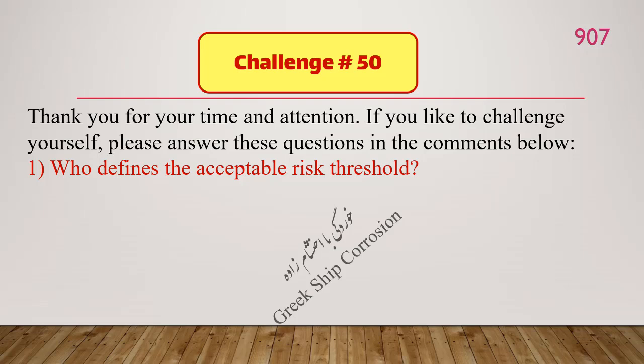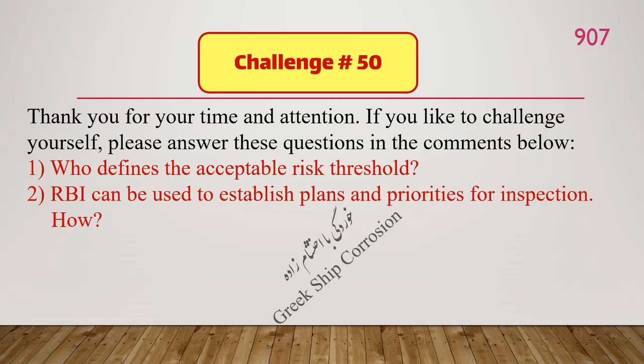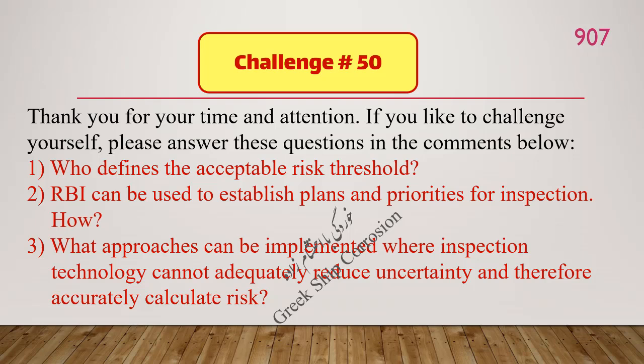1. Who defines the acceptable risk threshold? 2. RBI can be used to establish plans and priorities for inspection. How? 3. What approaches can be implemented where inspection technology cannot adequately reduce uncertainty and therefore accurately calculate risk?